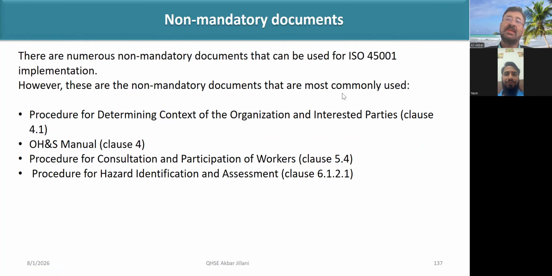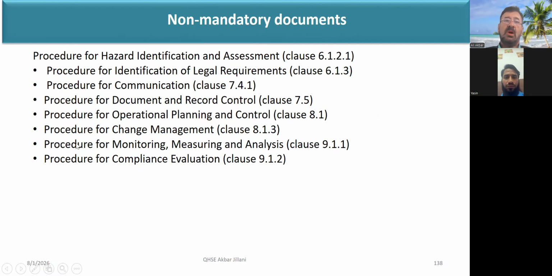Now, non-mandatory. These documents are good, but it's not mandatory. Procedure for determining context of the organization, but this is not mandatory. Manual, if they don't have a manual, no need. If they have, okay. Not have, okay. Procedure for consultation and participation of workers. Procedure for hazard identification and risk assessment. They don't have the risk assessment procedure, but they have the risk register. That's okay, acceptable. Now, procedure for identification of legal requirements, but the legal register they will have.